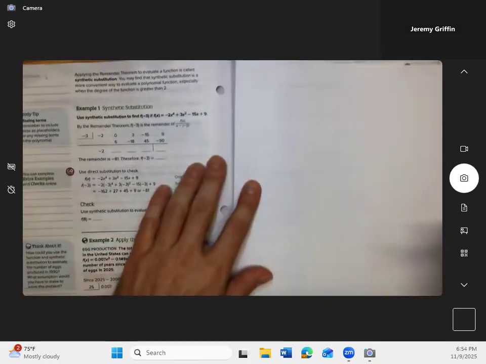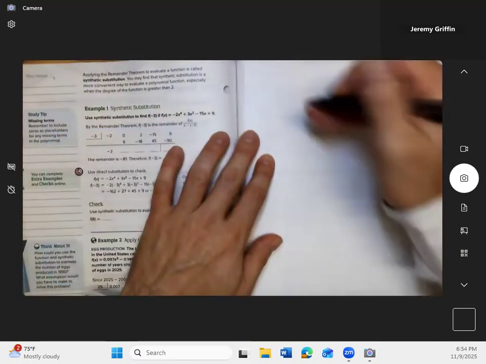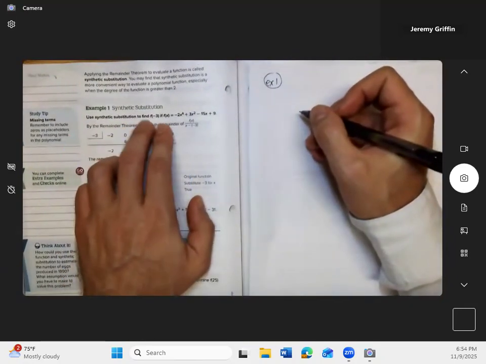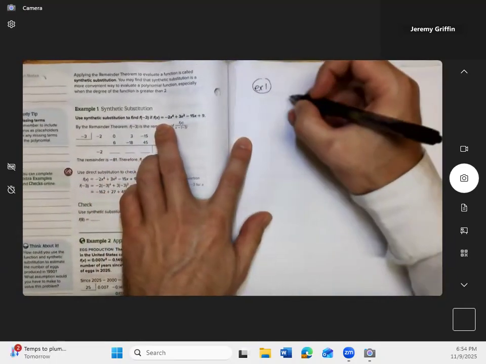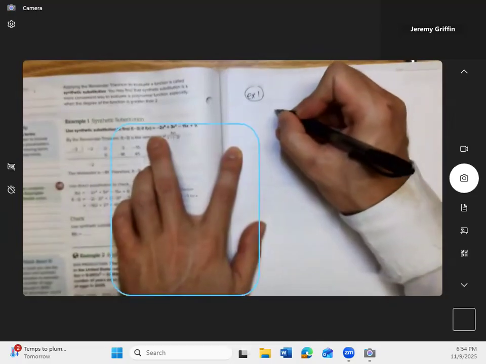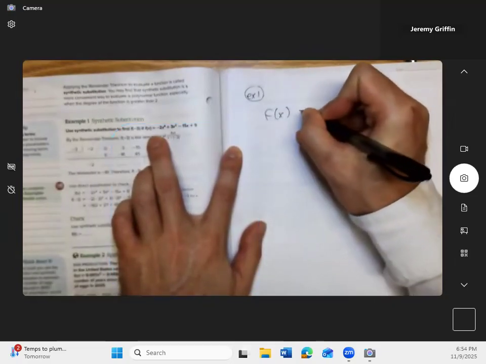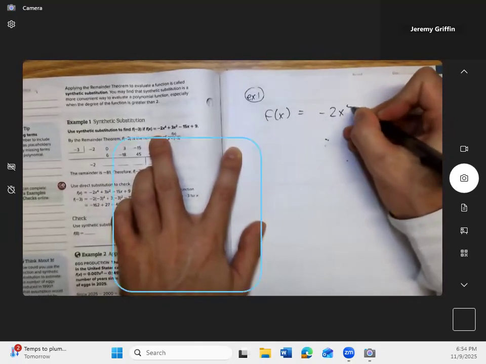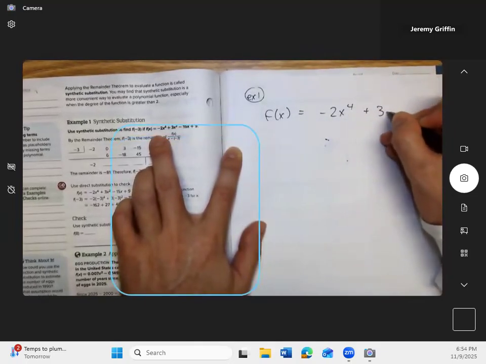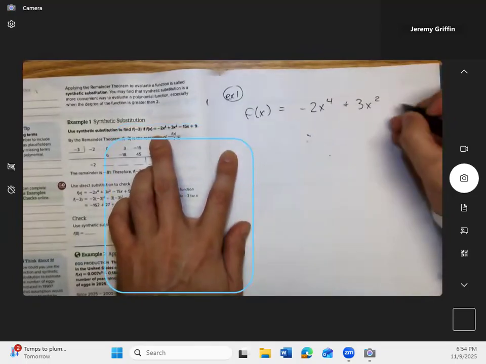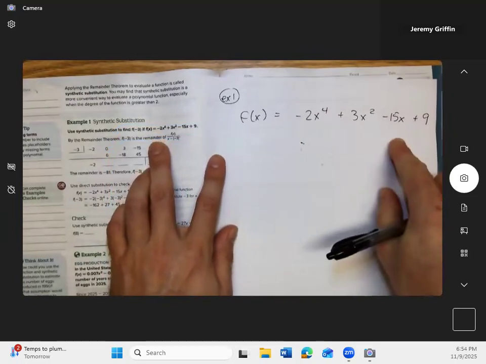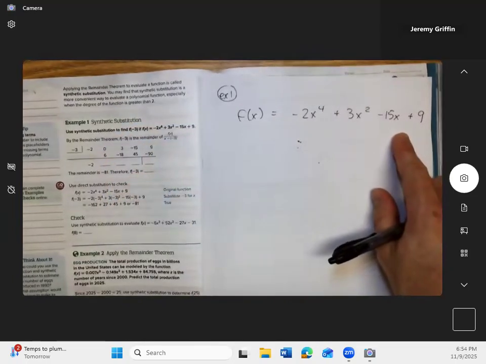Example 1 says use synthetic substitution to find f of -3 for this expression. So we have f of x is -2x to the power 4 plus 3x squared minus 15x plus 9. Okay, so there's your original function.